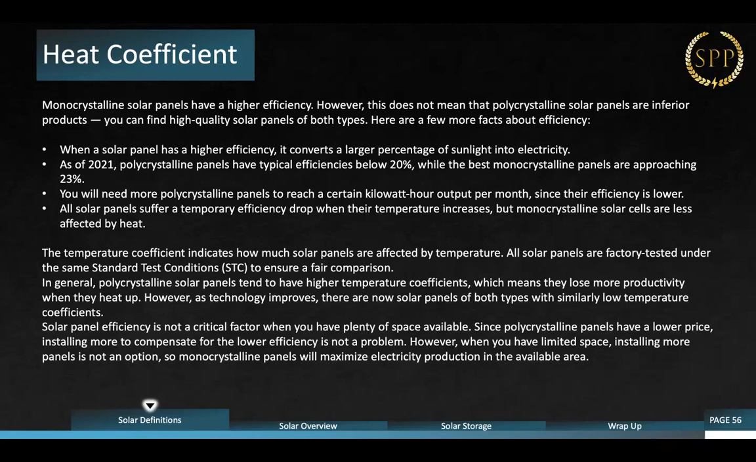Solar panel efficiency is not a critical factor when there's plenty of space available. Since polycrystalline panels have a lower price, installing more to compensate for lower efficiencies is not a problem. However, when you have limited space, installing more panels is not an option. So monocrystalline panels will maximize the electricity production in an available area. I'll keep it up for a second while I answer any questions you have about this.